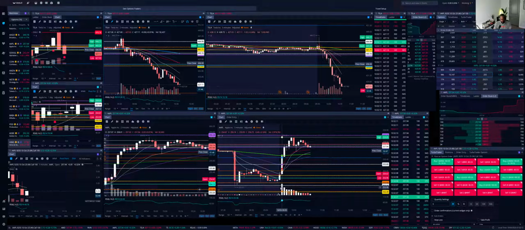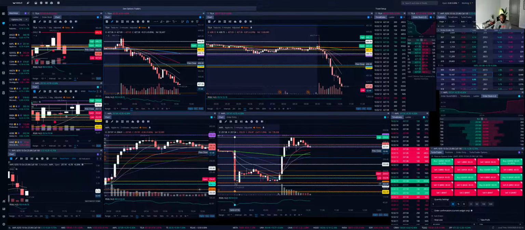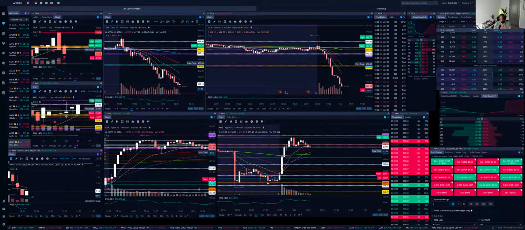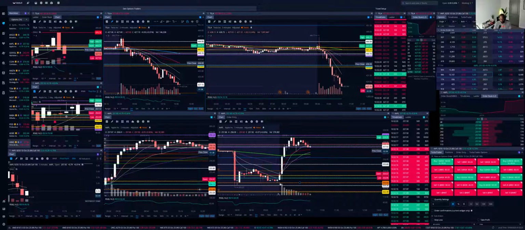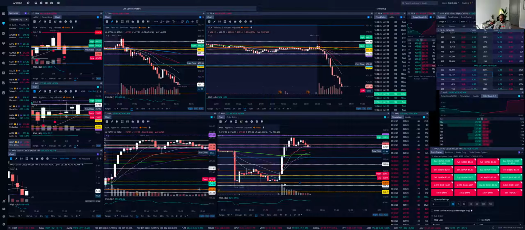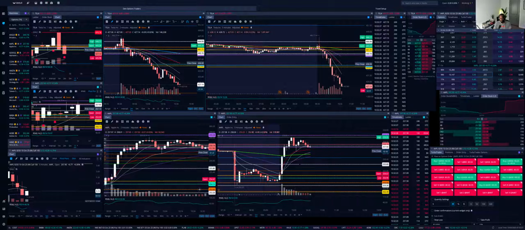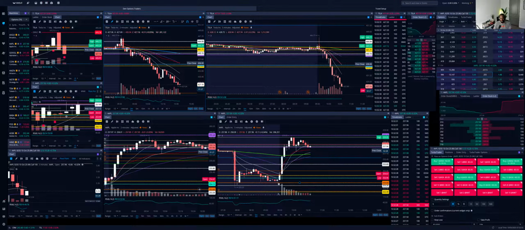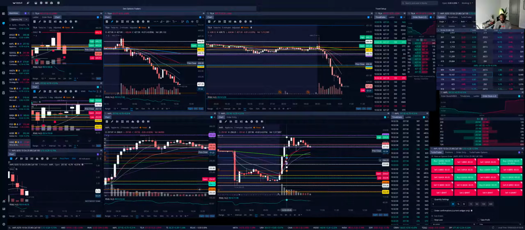Now, I said I didn't respect support. You see right here how this held, this orange line is holding. Respect that level. Don't disrespect the level and be like, oh man, that ain't nothing, that's gonna break because we saw this candle down. No. Respect the level and see if it's gonna hold.